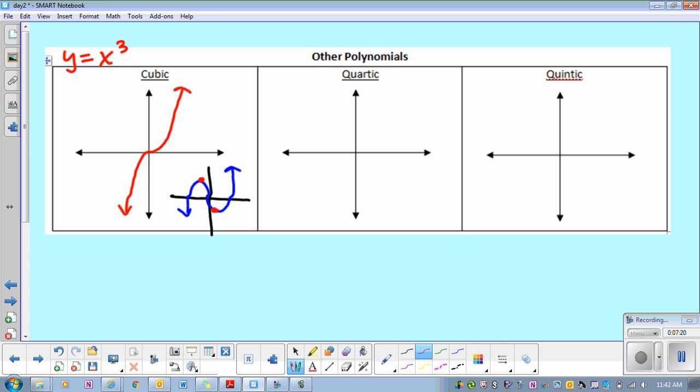So what about a quartic function? 4. Y equals x to the 4th. So that means a maximum of 3 terms. This is the one where it looks like an M or a W. You have 1, 2, 3 terms.